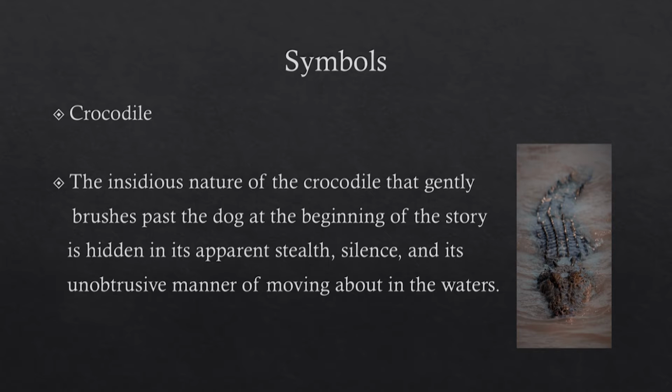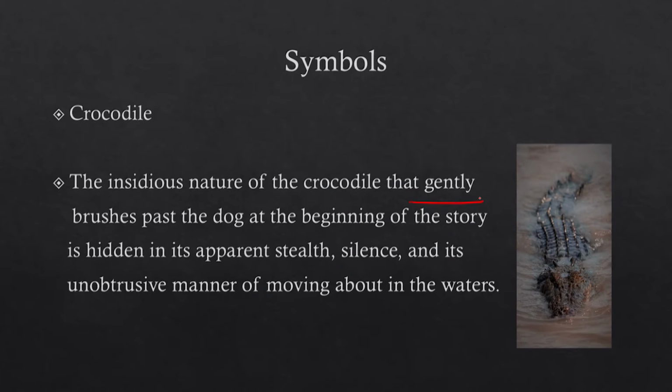The insidious nature of the crocodile that gently brushes past the dog at the beginning of the story is hidden in its apparent stealth, silence, and its unobtrusive manner of moving about in the waters. So the crocodile, on a very obvious level, is very gentle. It moves very gently past the dog at the beginning, and it is very stealthy, very silent, and very unobtrusive. It's not interfering in an obvious manner. But this is not the real story in terms of the crocodile. The crocodile is a terribly dangerous creature, and the dog knows that, which is why it starts to whine and bark when it notices the crocodile gently floating past.